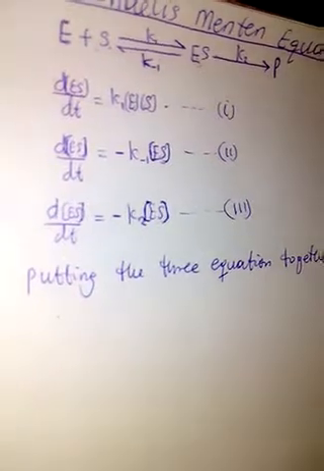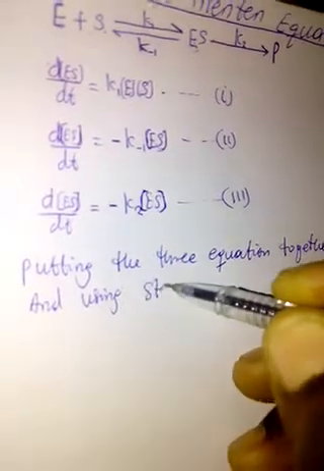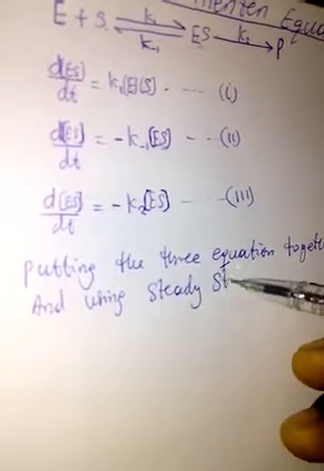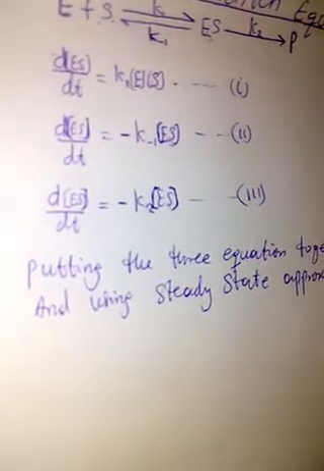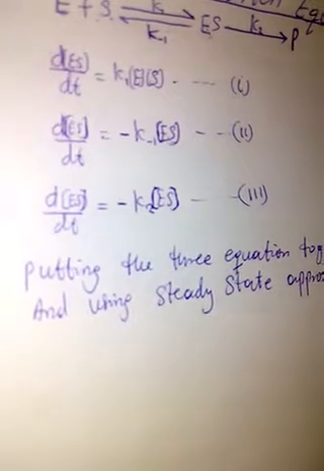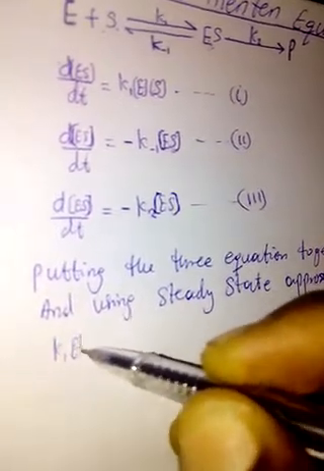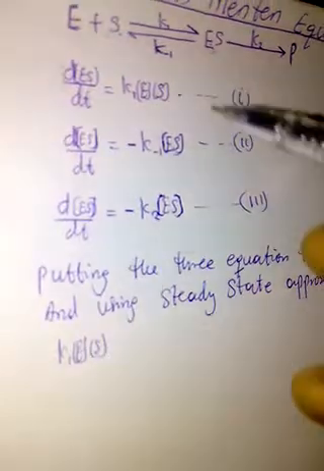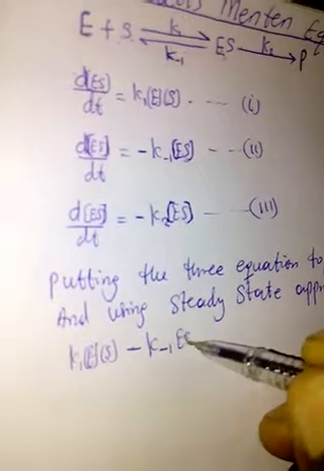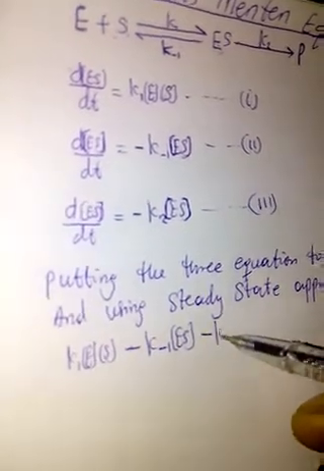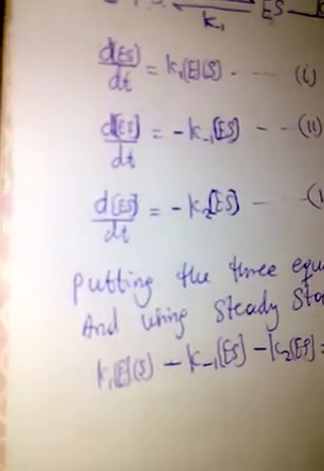we have, and using the steady state approximation, we have K1 E S minus K minus 1 ES minus K2 ES to be equal to 0.